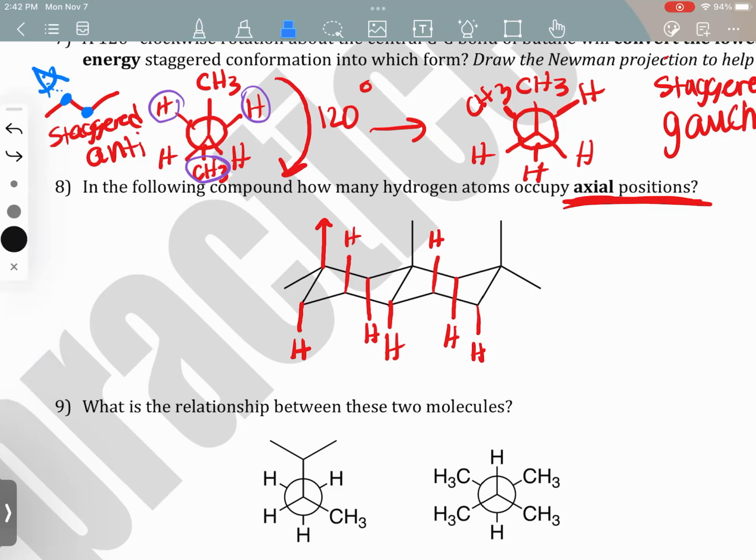So now, how many axial hydrogens have we added to this chair conformation? You have 8. Right, 8.